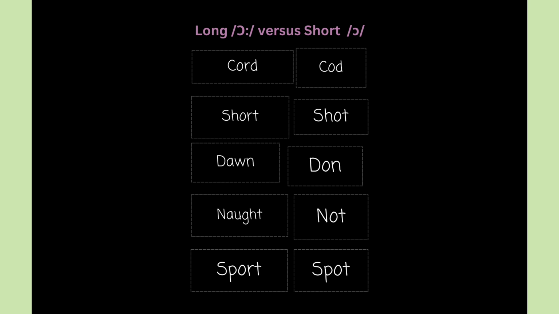Further along, we have the short O and the long O. The long O versus the short O. Okay, so we have cord, short, dawn, knot, sport, spot. I'll go over again the other way around. Cord, short, dawn, knot, spot, sport.